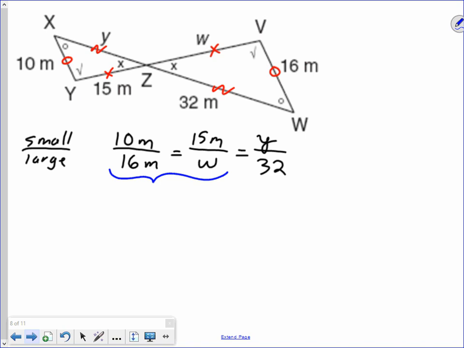So we're going to use these two here first to solve for W. Cross multiplying gets us 10W equals 16 times 15, which is going to get us 240. And then we're going to divide both sides by 10. W is 24 meters.